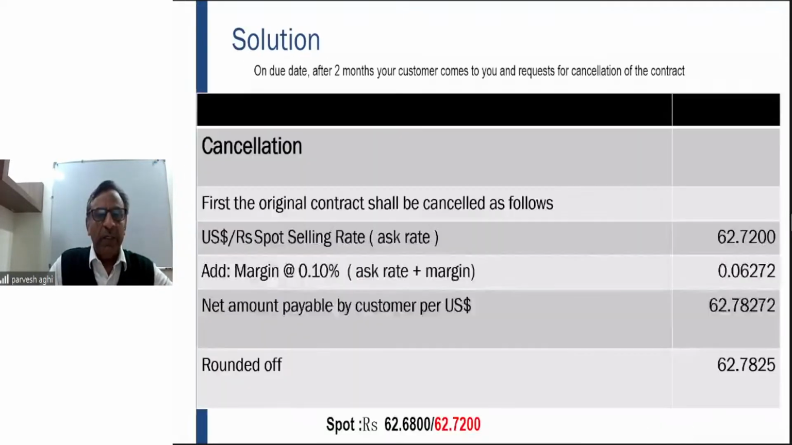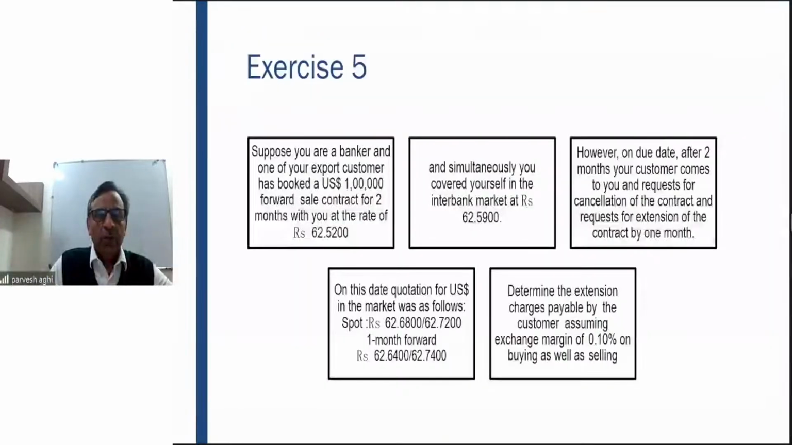So let's go back and summarize again, before we proceed to the next question. Suppose you are the banker and one of your export customers has booked US dollar for 1 lakh. So you have an export customer who wants to sell the US dollars to the bank, and the rate given by the bank is 62.52.